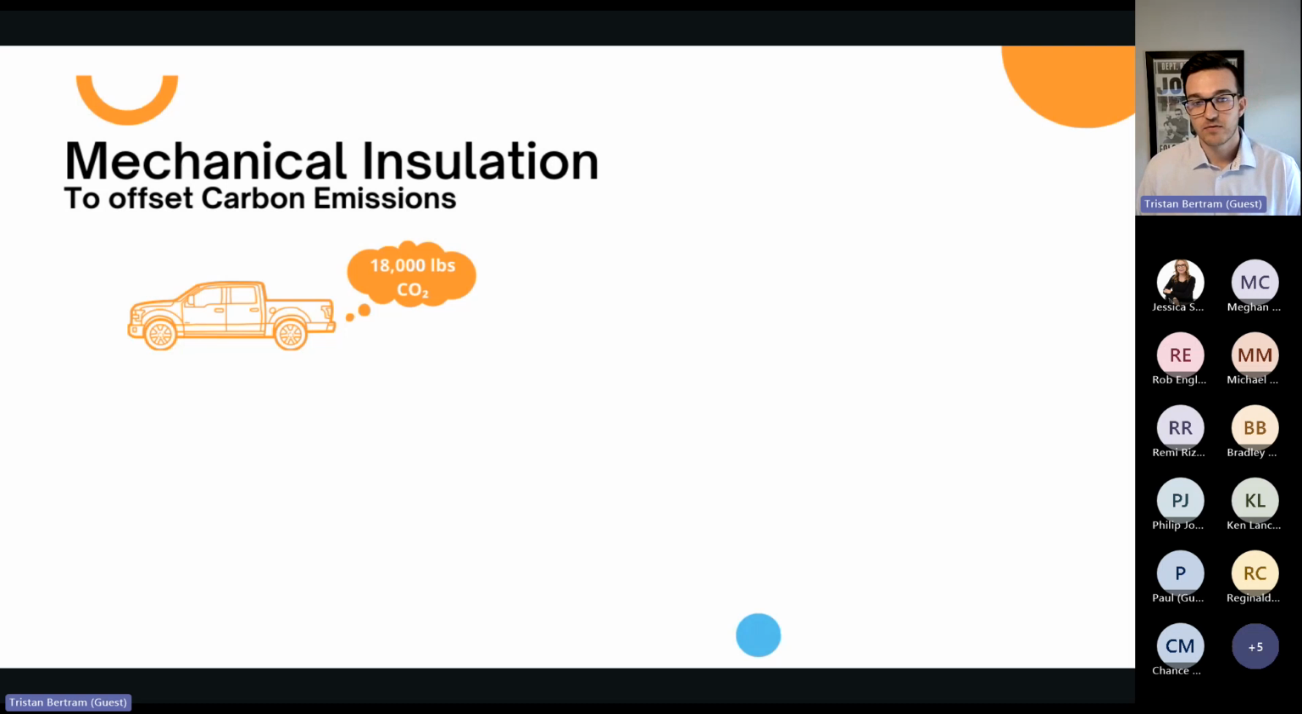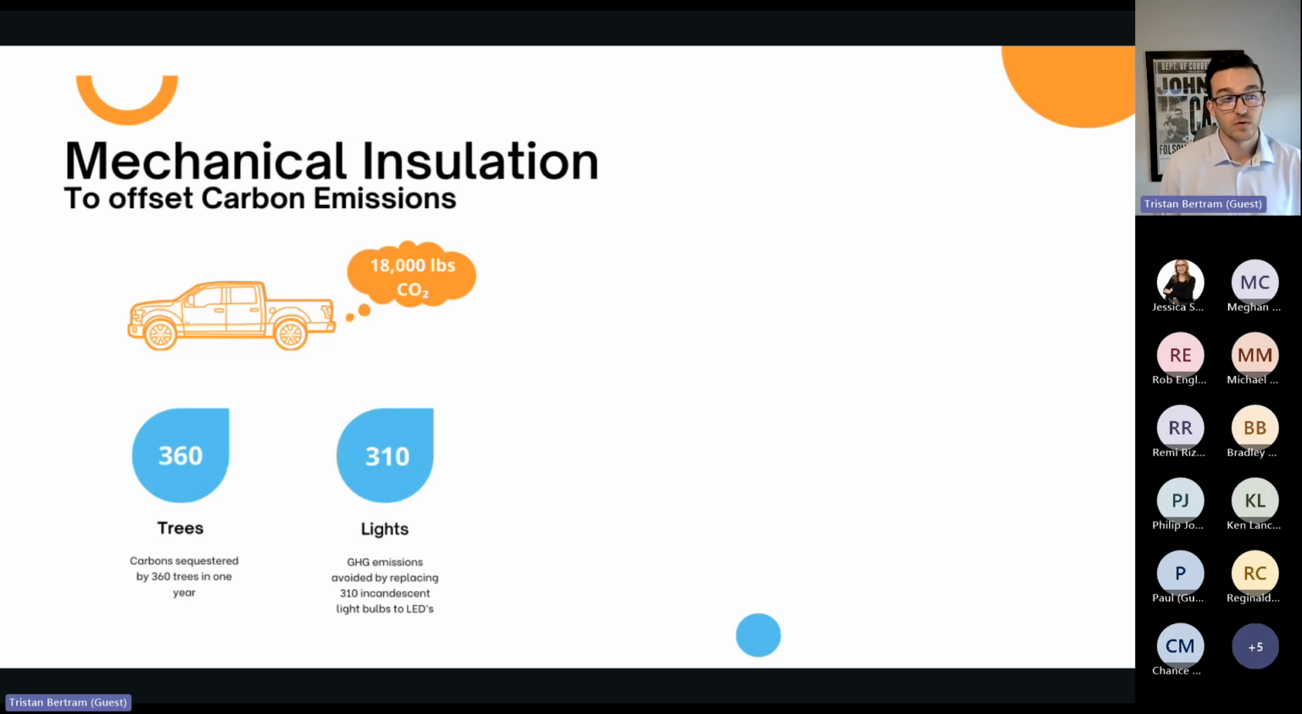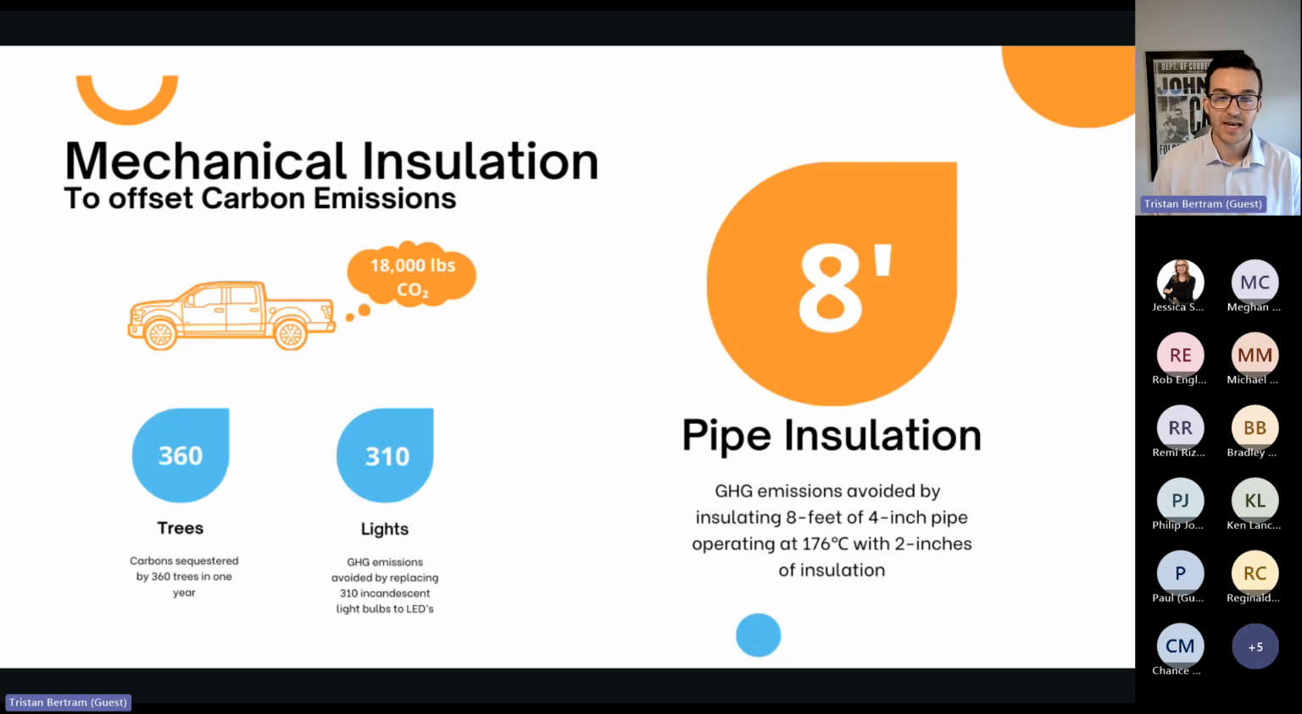So I'd like to add one more example from NIAC that hopefully resonates on a more personal level. One average pickup truck emits approximately 18,000 pounds of CO2 when driven 32,000 kilometers. So that's roughly 9,000 pounds of CO2 per year. So in order to offset the emissions from the truck, we can plant 360 trees, replace 310 incandescent light bulbs with LEDs, or we can insulate 8 feet of 4-inch pipe operating at 176 degrees Celsius with just 2 inches of insulation. Now, I hope you can understand the source of my passion for sustainability through efficiency.